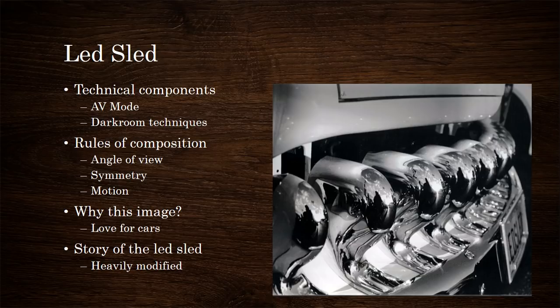The first rule of composition I achieved in this image was angle of view. I had to get down on a knee and get right up in the grill of this old Chevy Bel Air. This composition also complemented the second and third compositions I utilized, which were symmetry and motion. The angle helped emphasize the symmetry of the round grill parts. The symmetry also complements the motion because it leads the viewer's eye from the left side of the image to the right side of the image.